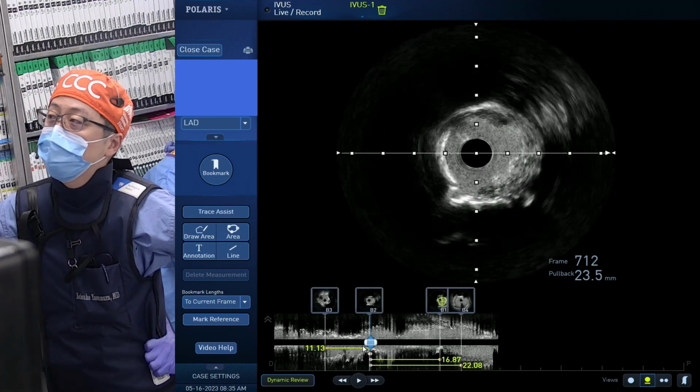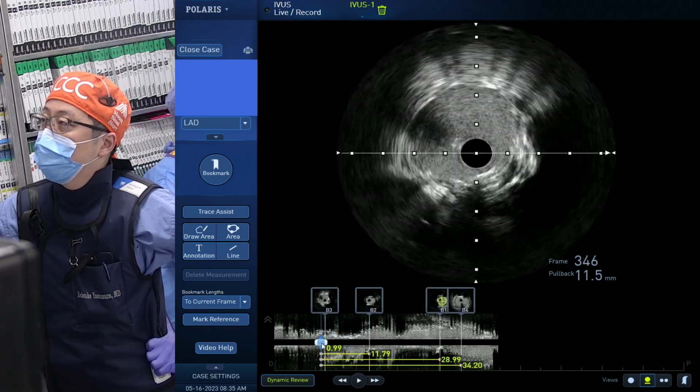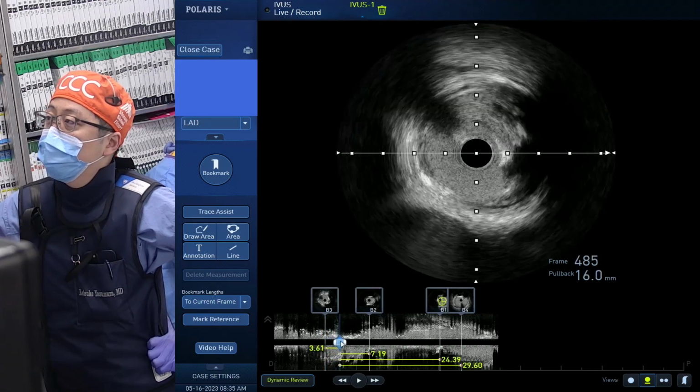I think there's no need to do anything. Based on imaging and our experience, no need to do anything, just place the stent. Good. Let's get the stents. Okay, let's go where the money is.